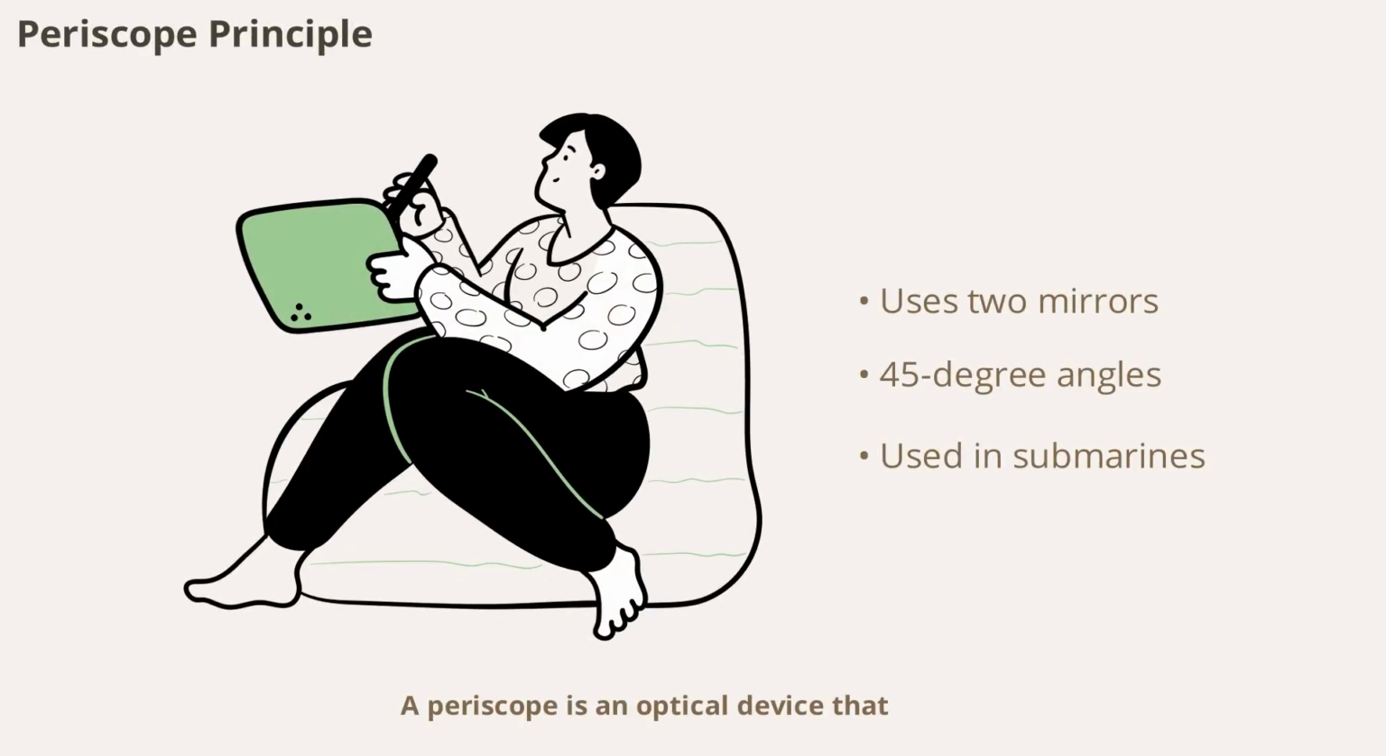A periscope is an optical device that allows people to see over or around obstacles. It works by using two plane mirrors placed at 45-degree angles to reflect light from one end to the other. This principle is used in submarines and tanks, enabling users to observe their surroundings while remaining hidden. The periscope is a simple yet effective application of the law of reflection.